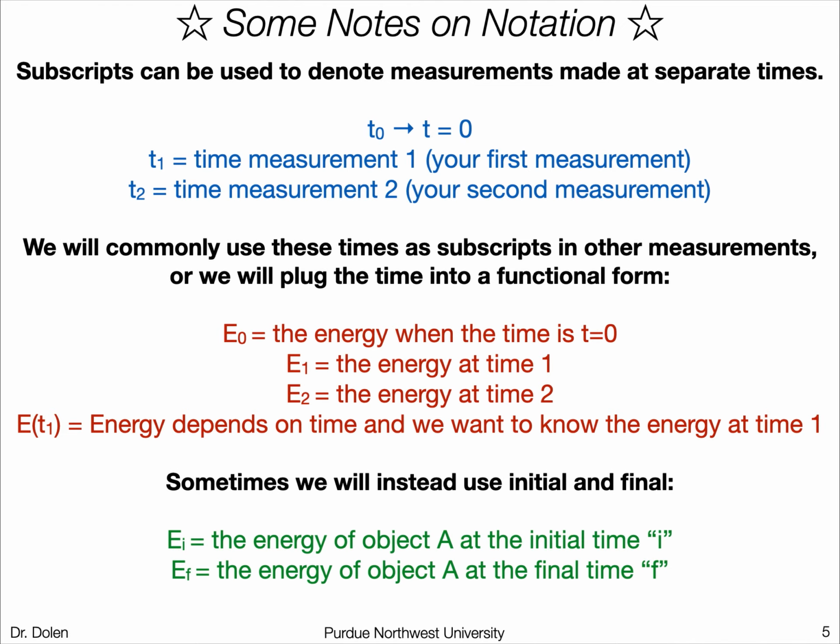And also sometimes your book and other books are going to use initial and final instead of time 1 and time 2. And so we just need to be ready for that and just know that that exists. So E sub I would mean the energy of an object at the initial time. E sub F would mean the energy of an object at the final time. Right? So final would always come after initial.